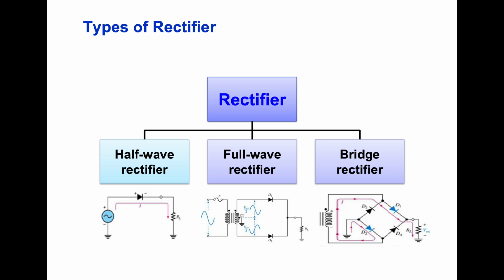You can see that with the half wave rectifier we have only 1 diode. Full wave rectifier we will have 2, and the bridge rectifier we have 4 diodes here. Okay, now we will look at the first rectifier, which is the half wave rectifier.